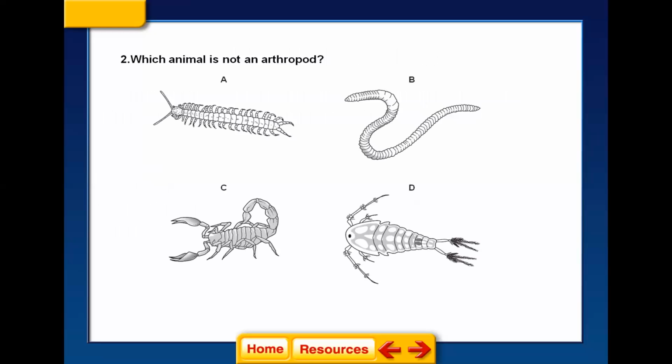Question 2. Which animal is not an arthropod? We learned that arthropods have, number 1, an exoskeleton. They have jointed legs. They are segmented. A, C, and D contain these features. B only has a segmented body. It means B is the answer, and it's not an arthropod.